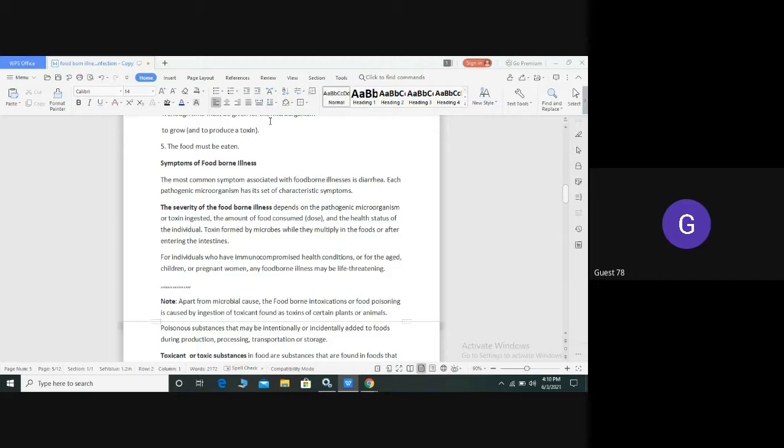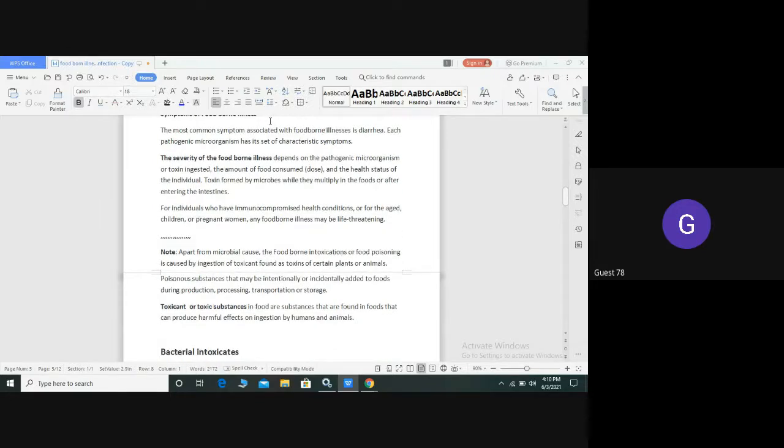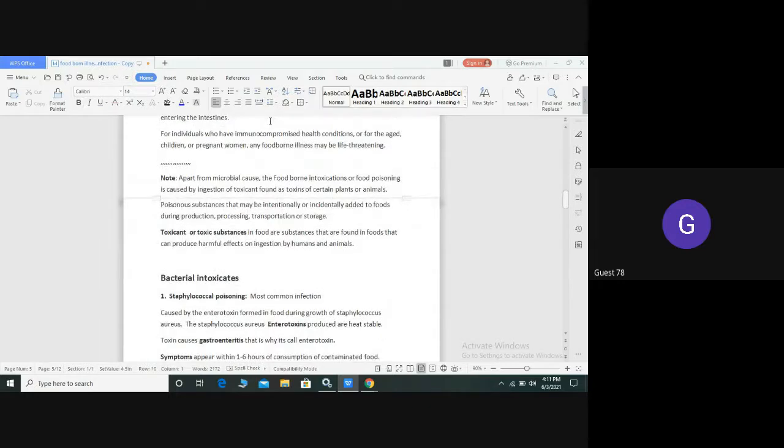So the toxin from microbes, while they multiply in the food or after entering the intestine, is produced. These factors are responsible for the severity of the foodborne illness. For individuals who are immunocompromised, meaning people with low resistance and low immunity, generally aging people, children, and pregnant women are very prone to foodborne illness. And after foodborne illness develops in their body, it may be life threatening because they are immunocompromised.